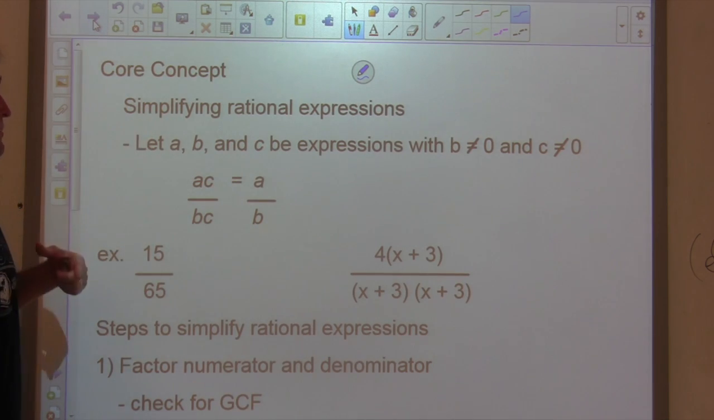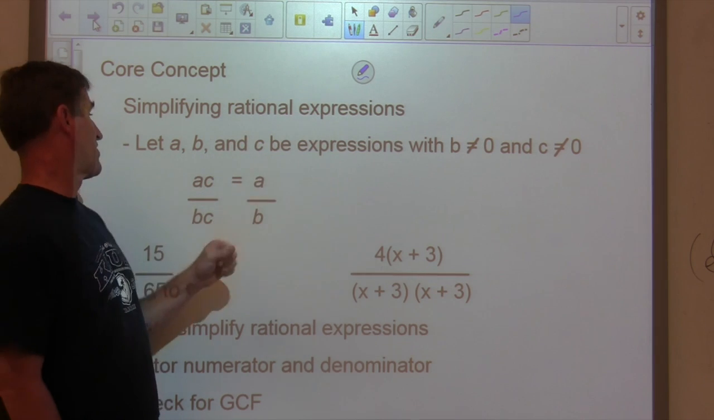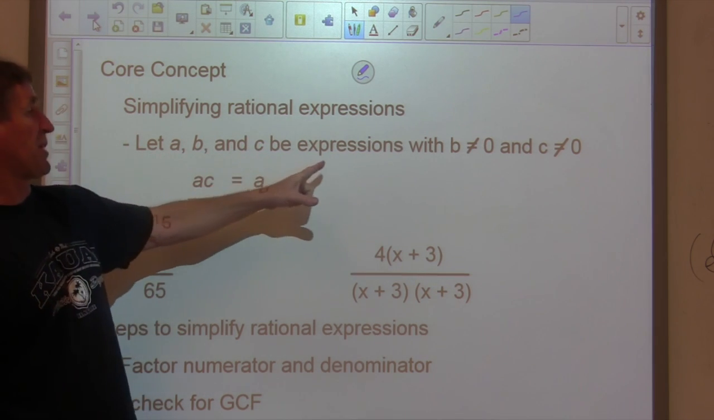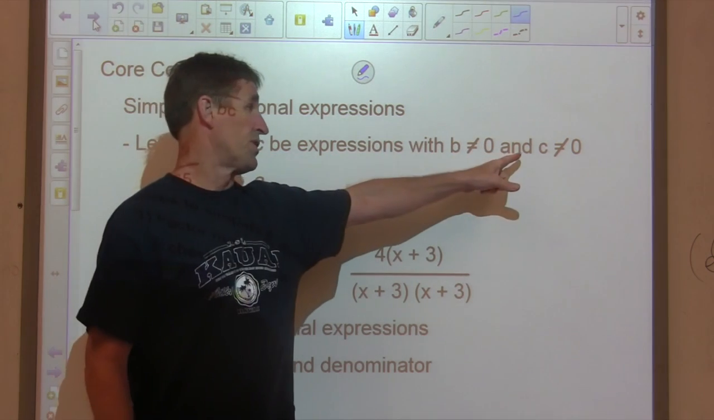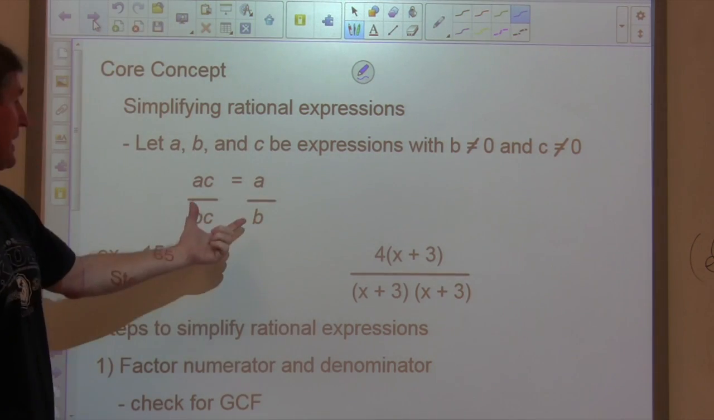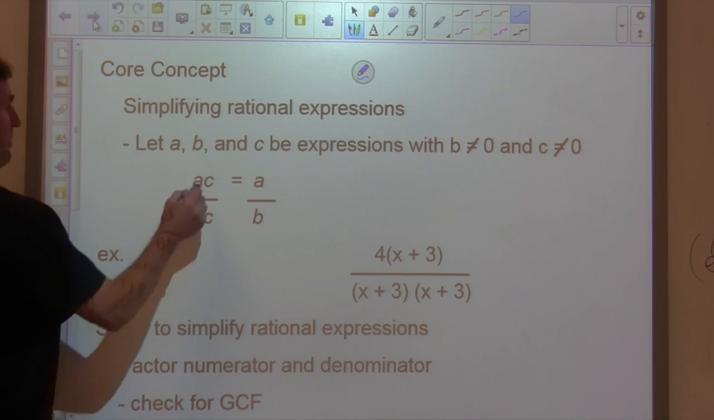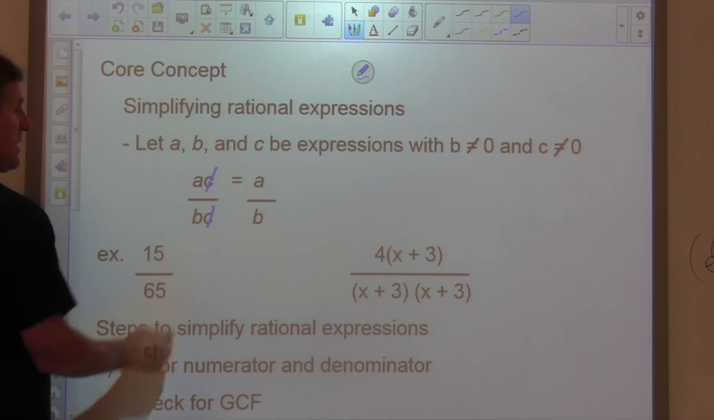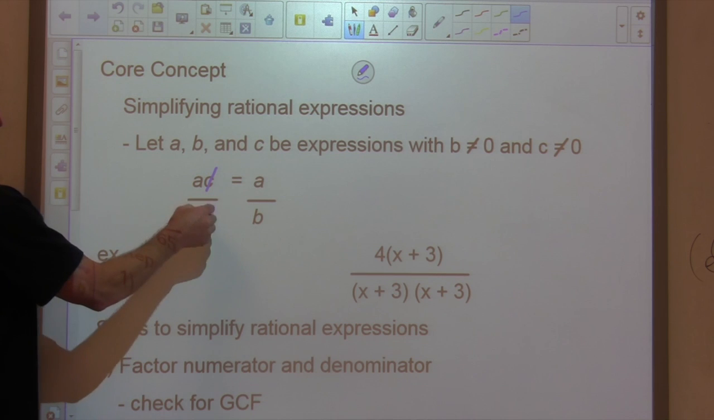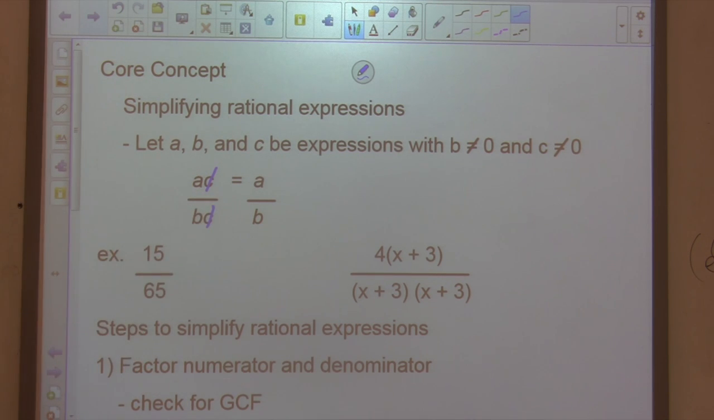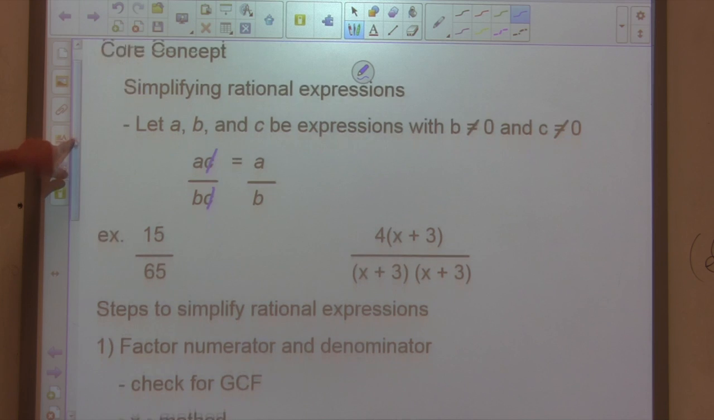So our core concept is simplify rational expressions. Let a, b, and c be expressions with b not equal to 0 and c not equal to 0. And again, that's because those are in the denominator. And all we're doing here is the simple fact that we can cancel. If the same factor is in the numerator and the denominator, we can cancel those to reduce it. And that's what we'll be doing today.